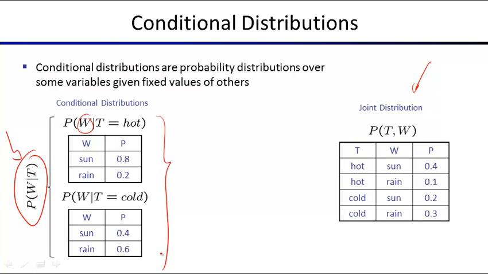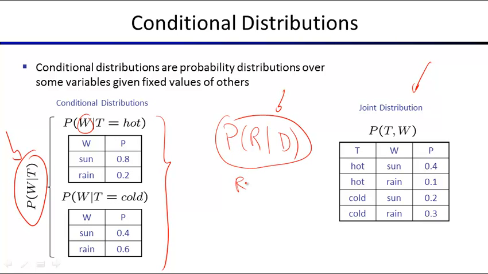Think back to our sensory models for measuring where the ghost is. You have a conditional distribution there. The sensory model will be of this type: the probability of your sensor reading, let's say the reading is R, given D, which is the distance of the ghost. That family of conditional distributions will consist of a set of tables, one for D equals 0, one for D equals 1, and so forth.